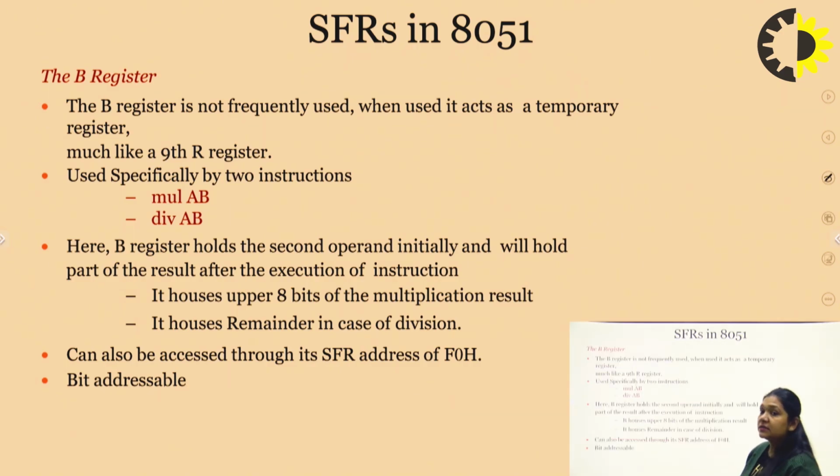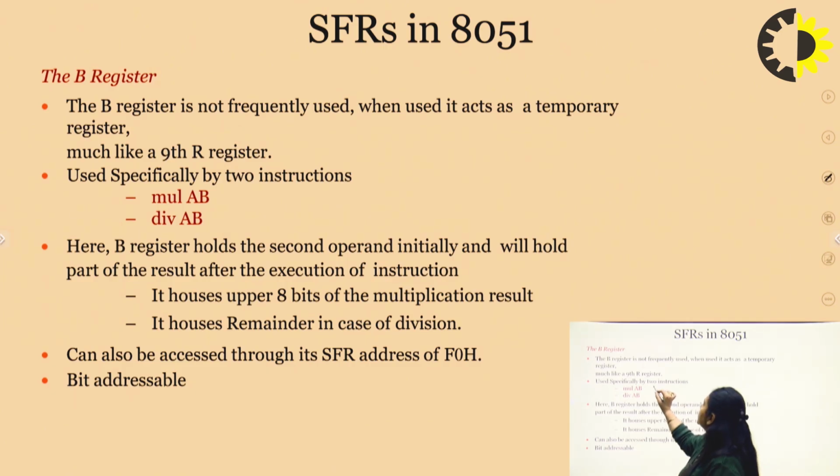Next is the B register. There are two instructions in the microcontroller which were not part of the microprocessor: one for multiplication and one for division, and these two instructions use the B register. So the B register is basically a kind of temporary register, and it is only used in the multiplication and division instructions. That's it, not in any other instruction in the microcontroller.